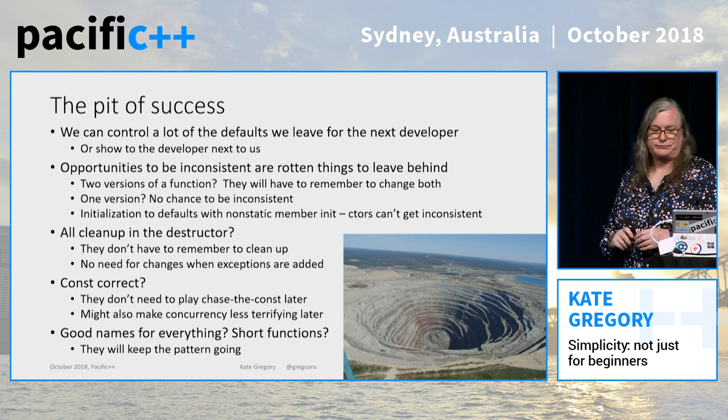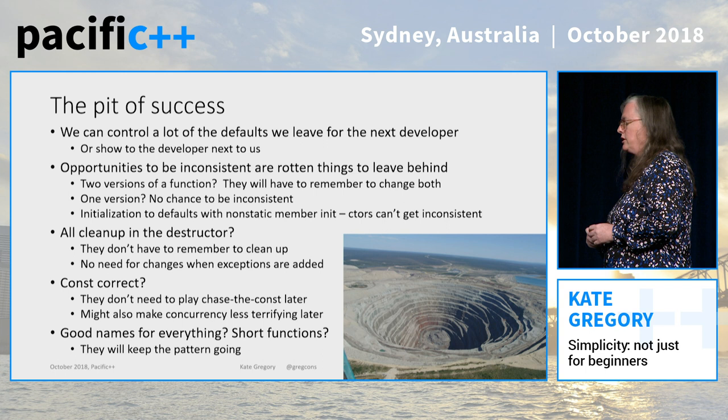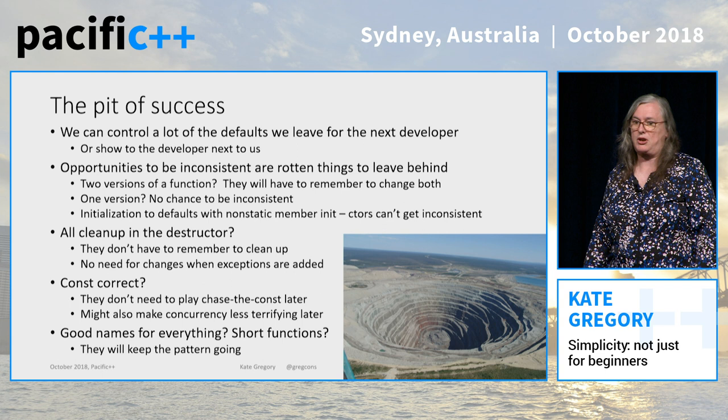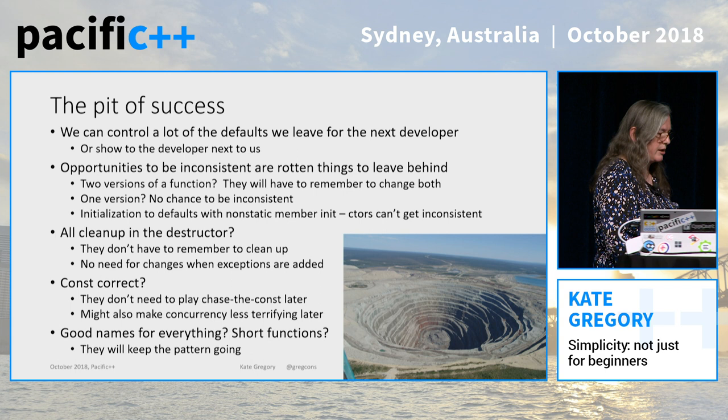You give things good names. You make your functions short. The people who come after you will continue to do good names and short functions. You declare D1 through D33 up at the top of the function, and someone's going to come along and go, comma, D34. So set them up to fall into that pit of success, because it might be your own self that you're helping that way.